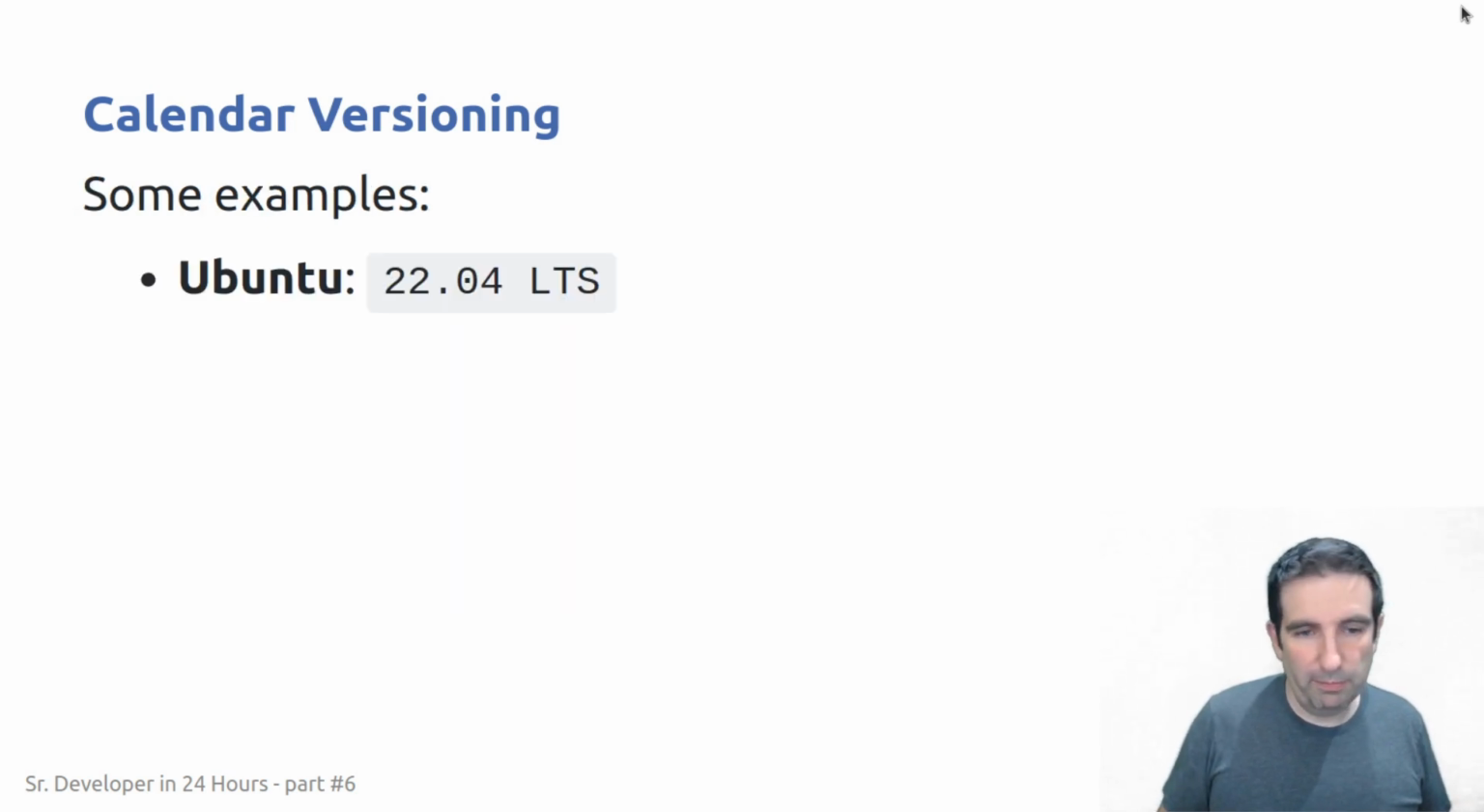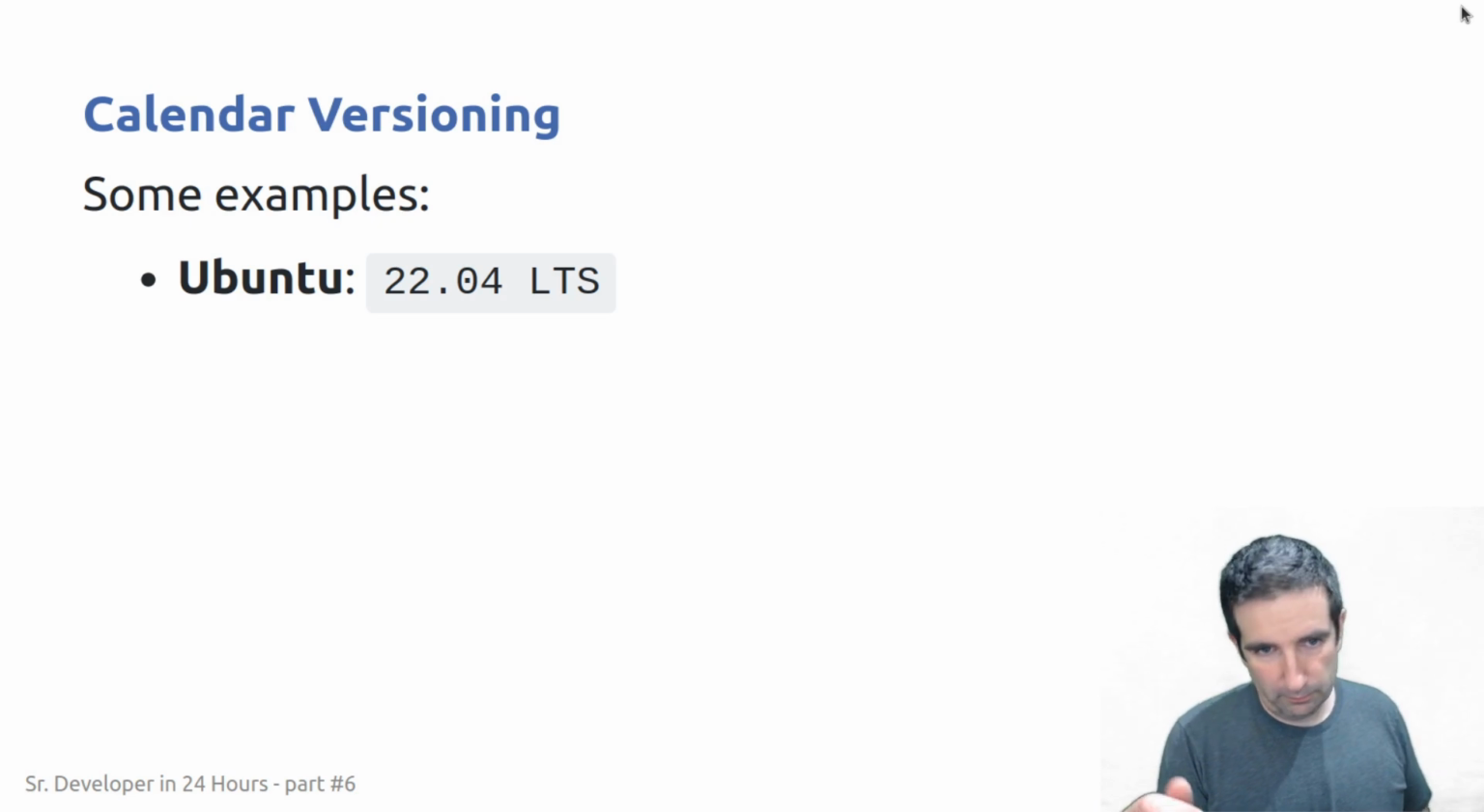So, for example, Ubuntu. You have Ubuntu version 22.04 LTS. So this is a version that was released in 2022 on the month of April. So this one has a major and a minor version. And it also has a text modifier, which is LTS, which means long-term support. So here we're using, again, major, minor, and modifier.